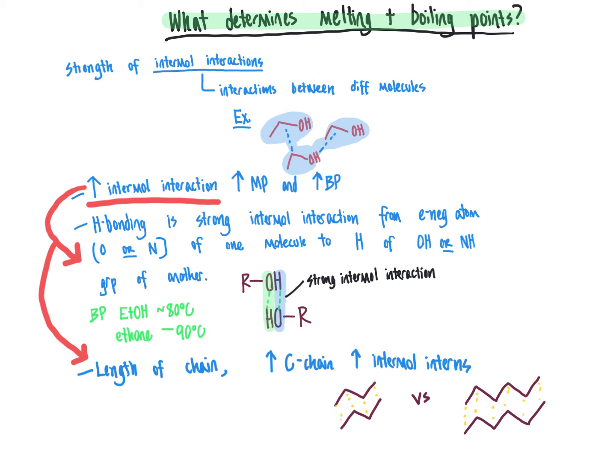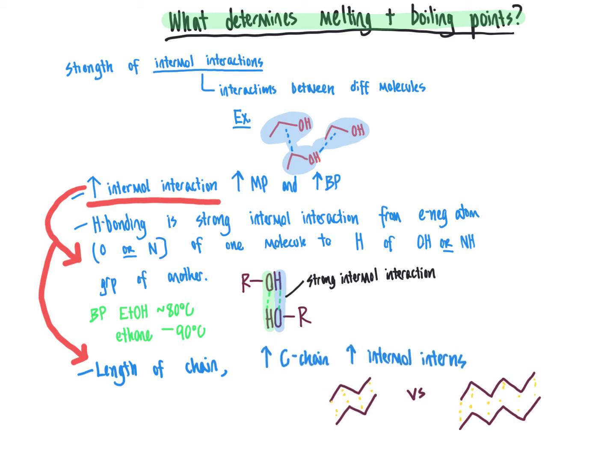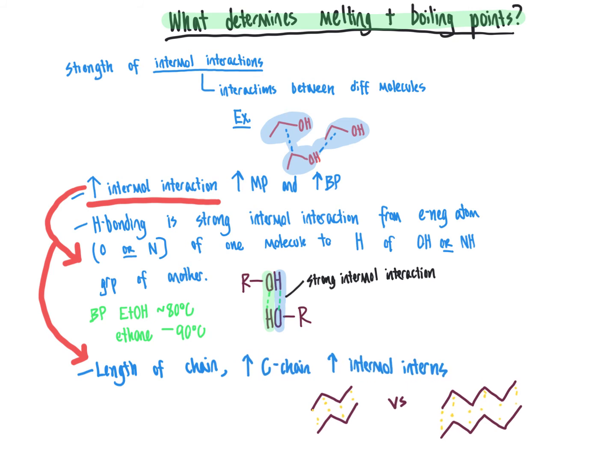That is, unless you have a very, very long carbon chain that could lead to lots and lots of intermolecular interactions. Now, along with the length of the carbon chain, another key factor that we need to consider is the branching of the carbon chain.